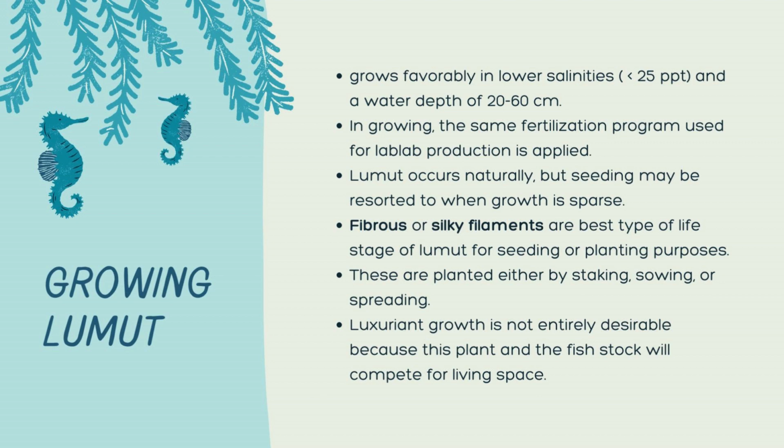Fibrous or silky filaments are the best life stage of lumot for seeding or planting purposes. These are planted either by staking, sowing, or spreading, and the luxuriant growth of lumot is not entirely desirable because this plant and the fish stock will compete for living space.